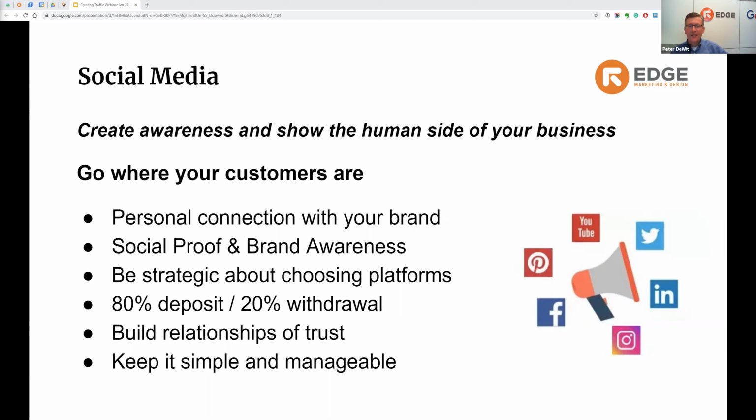So again, it's another tool in the toolbox, and it's a great tool to show the human side of your business. Katie is diligently posting things on our social media platforms, and the posts that get the most engagement are actually the ones that have nothing to do with the work we do. It might be about somebody that works here, or a story that intrigues people more than what we actually do for a living. That's important to keep in mind. So it creates awareness.